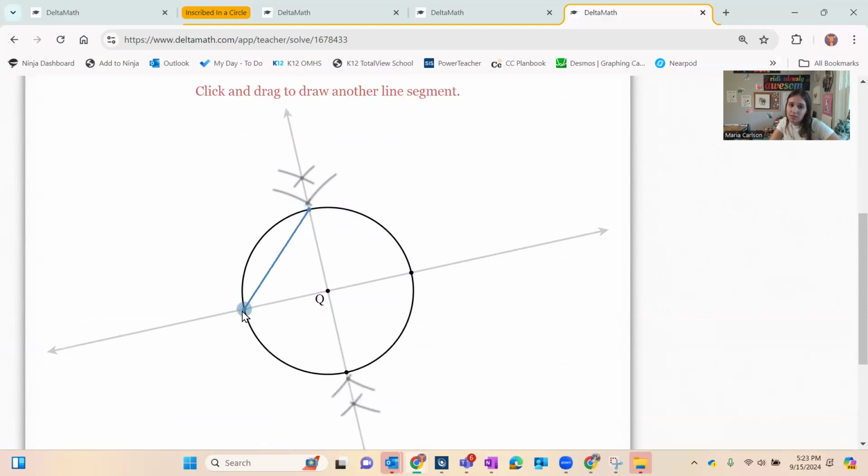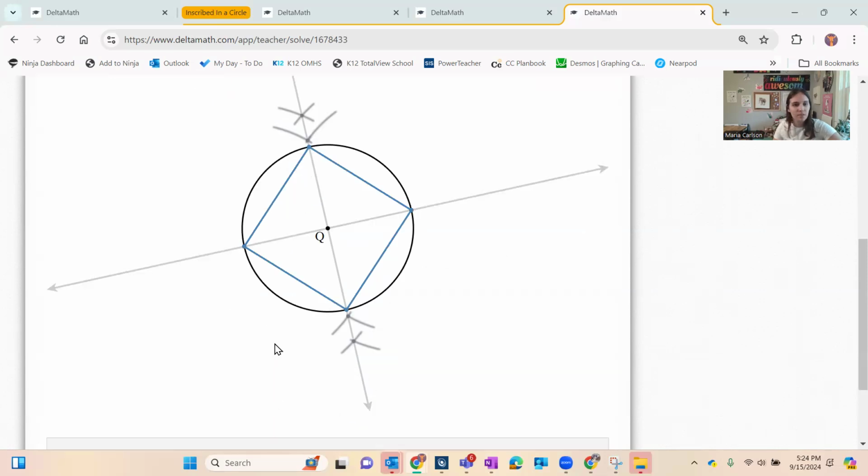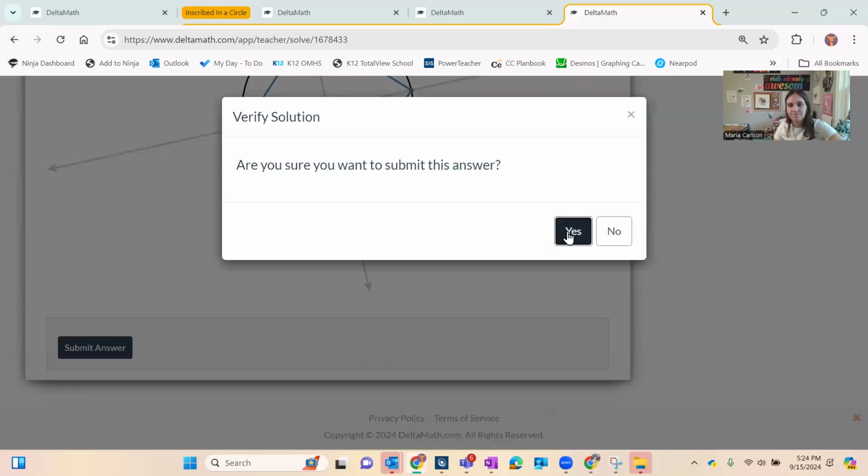So again, it's super important that when you're drawing those estimations for your perpendicular line, that you're not intersecting the circle, because it's going to create a point. And if you have multiple points, it can be tricky. I also think Delta is going to count you wrong if you have multiple points on that circle besides your vertices. All right, let's submit it.